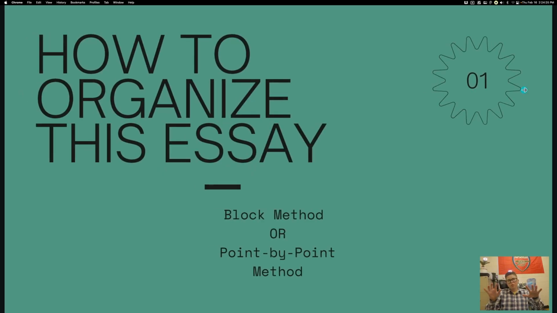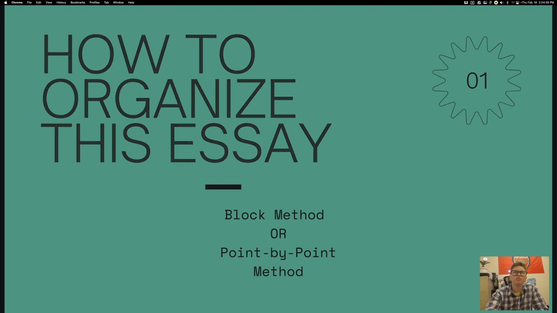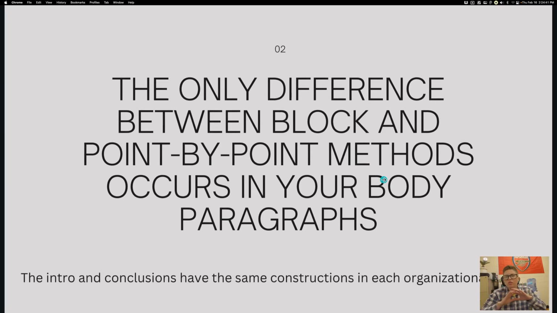Now, I talked before about the block method and the point-by-point method, and you probably went, I don't know. So that is the method of organization for this essay, so let's break down what they are. Okay, so the only difference, and I mean this, right? If I could highlight it and make it look really bright and fancy, I totally would, but that would kind of throw off the vibes of this presentation, don't you think?